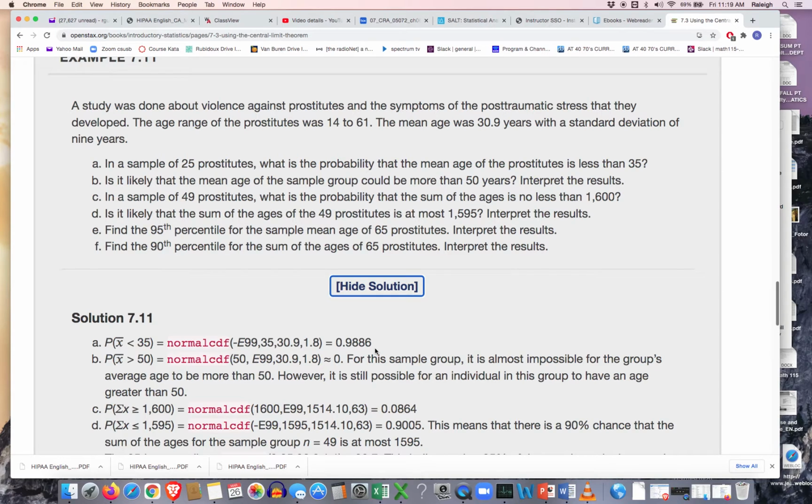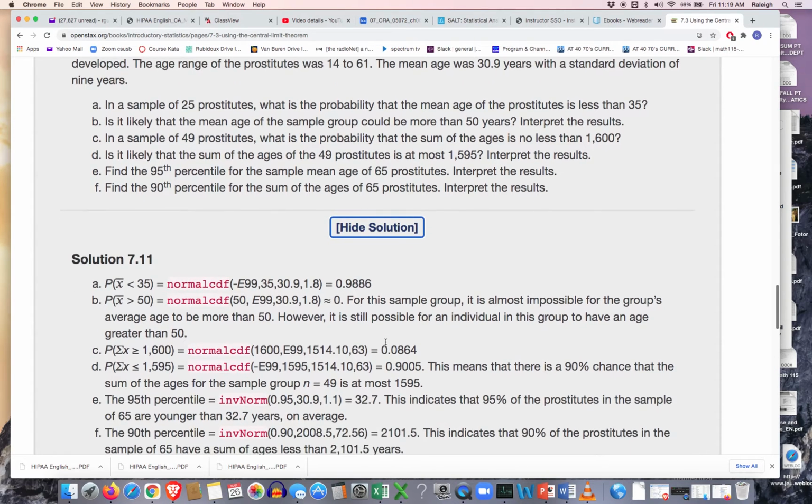And then the z, by the way, would be 35 minus 30.9, a gap of 4.1 years, and that'll be divided by the 1.8 that we just saw here, giving a z-score of 2.28. We're going to go less than 2.28. Even the table will tell you that it's 0.9887, very close to the calculator answer, which of course is more accurate.